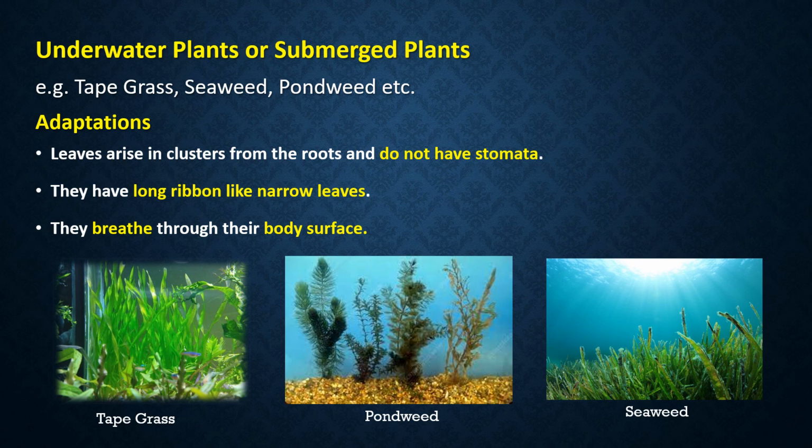Let us see the underwater plants or submerged plants. Examples are tape grass, seaweed, pondweed, etc. Let us see the adaptations. Leaves arise in clusters from the roots and do not have any stomata. They have long ribbon-like narrow leaves. They breathe through their body surface. Underwater plants clean the water by removing carbon dioxide exhaled by aquatic animals like fish and turtles. Therefore, such plants are put in aquariums.